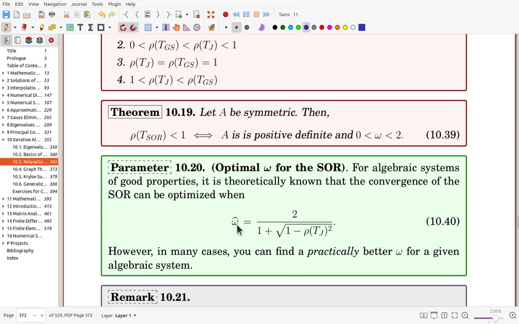So theoretically, it's known. However, in real life, we can find a practically better omega for a given algebraic system. In modern implementations, omega hat is dynamically changing. In the beginning, the user can give an initial omega value, and then during the iteration, after several iterations, it tries to adjust the omega value, and eventually omega hat is obtained. That is the practically best working omega value. So with that choice, SOR is extremely fast.